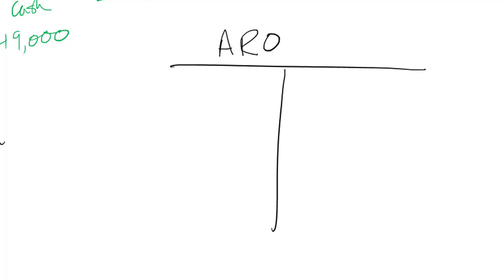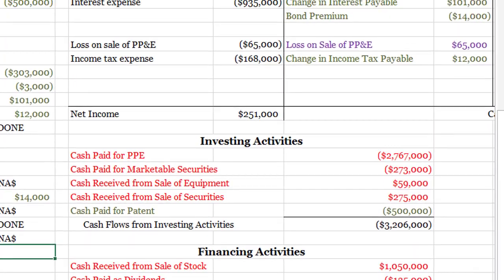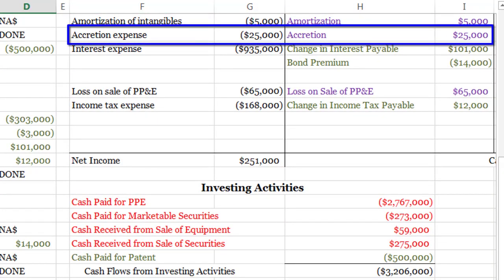So we began with 250,000, and we ended at 275. And we did do one thing with our ARO, and we've already accounted for it, but it wasn't in step 3, it was actually in step 4. Right here is our accretion expense, and we said this is how we unwind the discount.